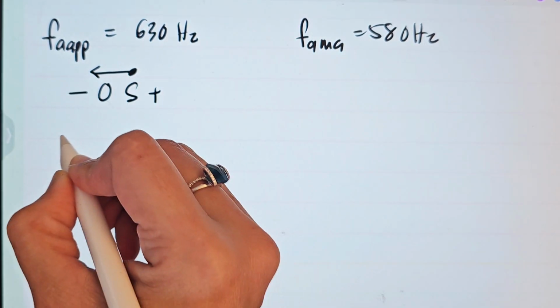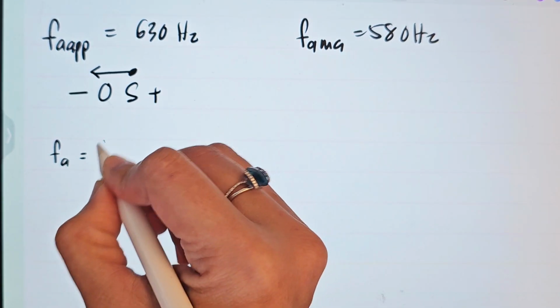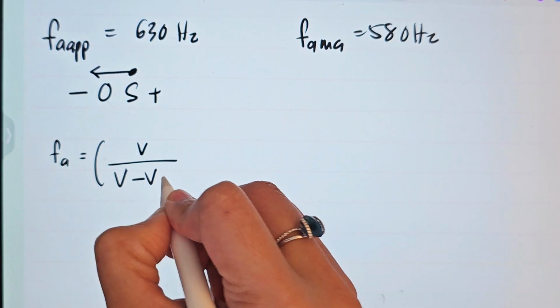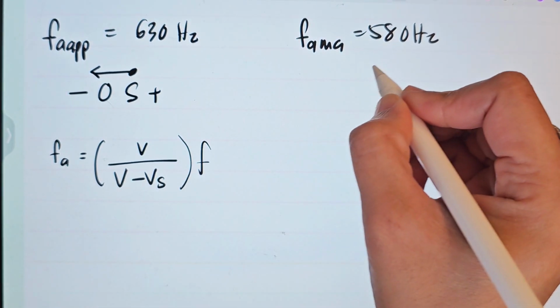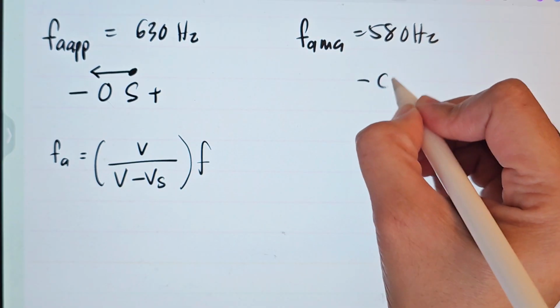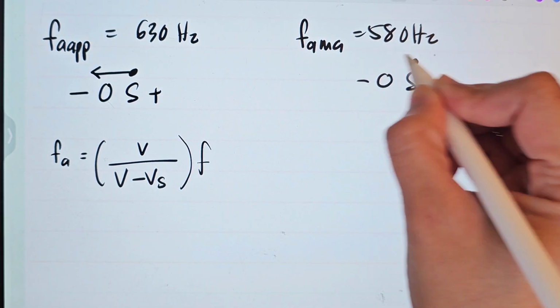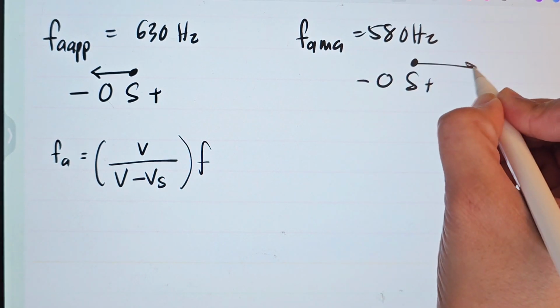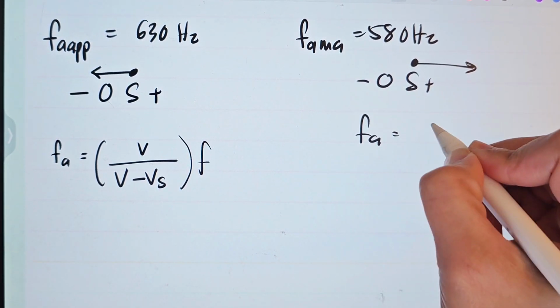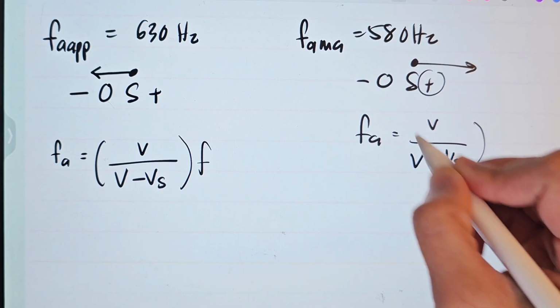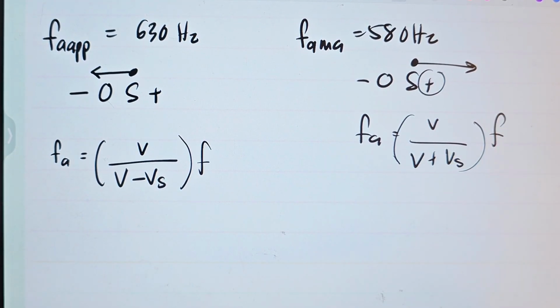Because the source of the sound, which is the train, is the one that is moving, negative OS positive, the source is moving towards, approaching, right? So the apparent frequency equals V over (V minus Vs) times F. For this one, negative OS positive, once again the source is moving but moving away, so Fa equals V over (V plus Vs) times F.